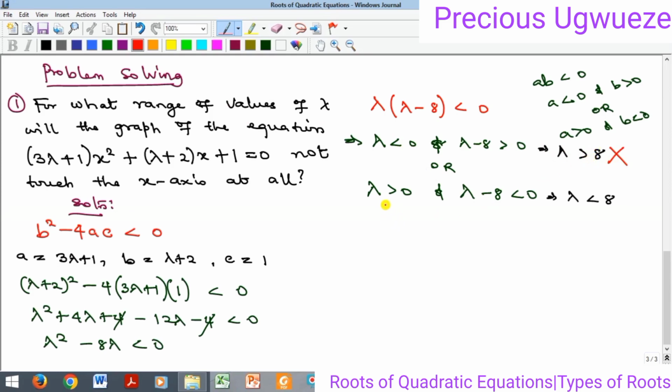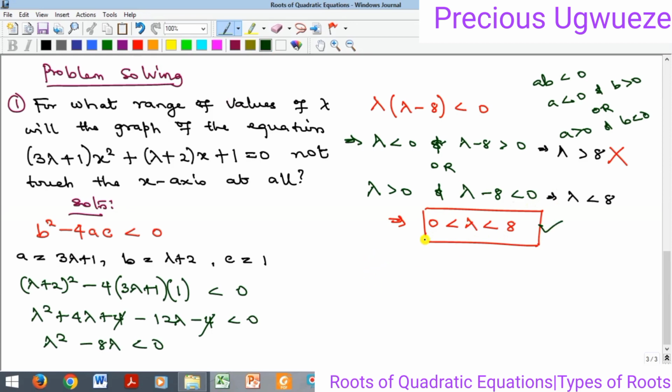Okay, so let's check this. Lambda is greater than 0, lambda is less than 8. This one makes sense. And you can join the two of them together. This means that 0 is less than lambda and lambda is less than 8. So joining these two together, you have gotten the required range of values that will make this equation give you a graph where it will not touch the x-axis at all. So that means lambda has to be greater than 0 and strictly less than 8 to give that. Okay, and that is the solution to this problem.